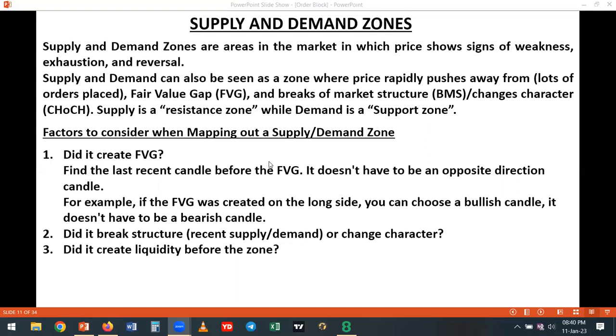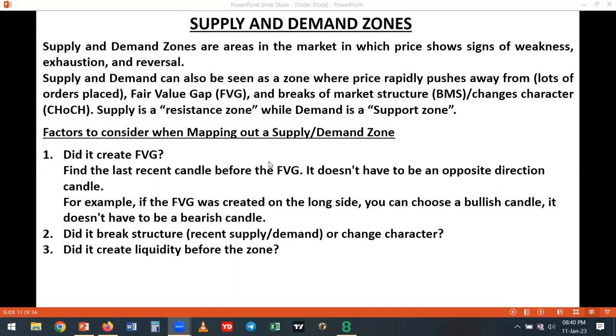When you see a fair value gap, find the last candle before the fair value gap. That candle is your order block, or your demand or supply. It is your demand or supply zone, which is the same thing as your order block. It must not be the opposite candle. It could be the same candlestick, just like I explained earlier.